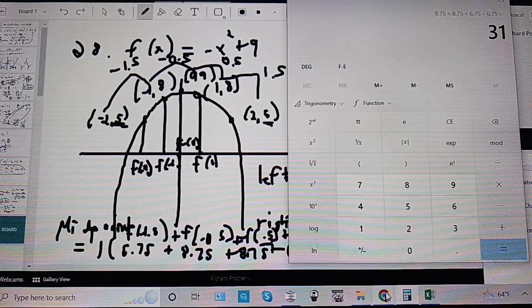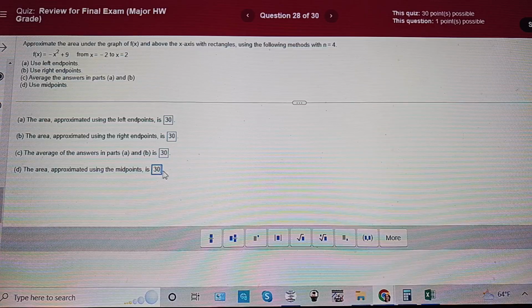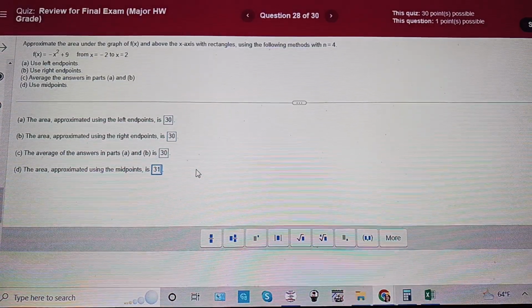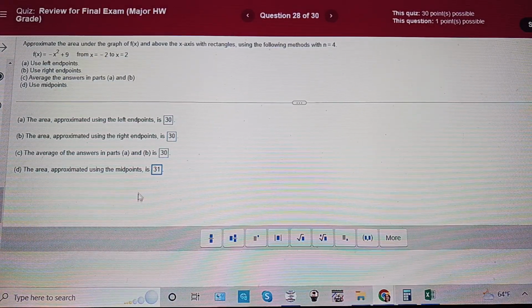Nope, it's 31. Okay, good thing I double checked it. So that would be the more accurate answer then, for sure. So the left endpoints are 30. By coincidence, the right endpoints turned out to also be 30. Sometimes these two are different. Most of the time, these two are different. The average of 30 and 30 is definitely 30. But the midpoint is apparently giving me a slightly better approximation.